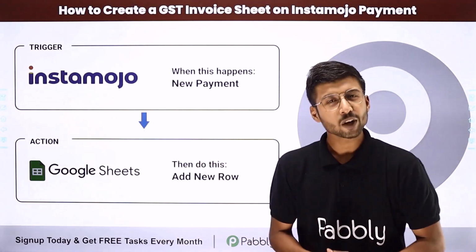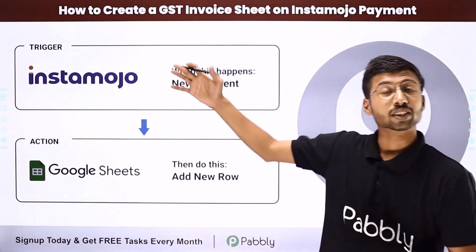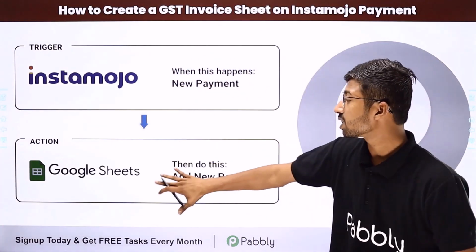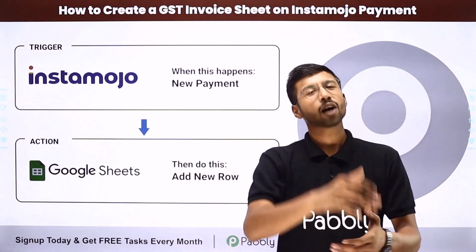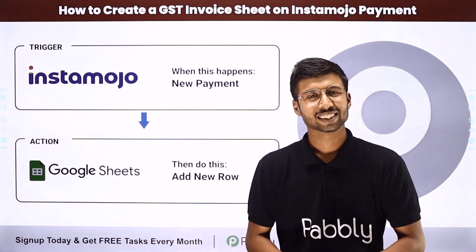Now guys, you can completely automate this process. So the trigger of this automation will be receiving a new payment on Instamojo, and the action will be adding those new payment details with the tax details into a Google Sheet. Now guys, how can you set up this automation? To know this, you have to come with me to my screen.